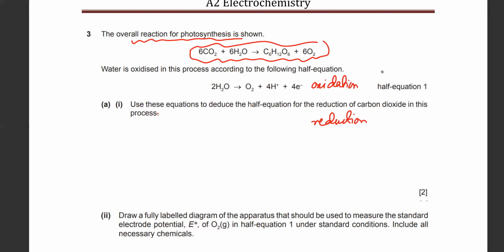Yes. So that's what we've been doing all the time. But in this question, they've actually turned it upside down. They've given us the overall reaction, they've given us the oxidation reaction, but the reduction reaction is missing. And they're asking us to deduce the half equation for the reduction reaction. Do you get the question, right?